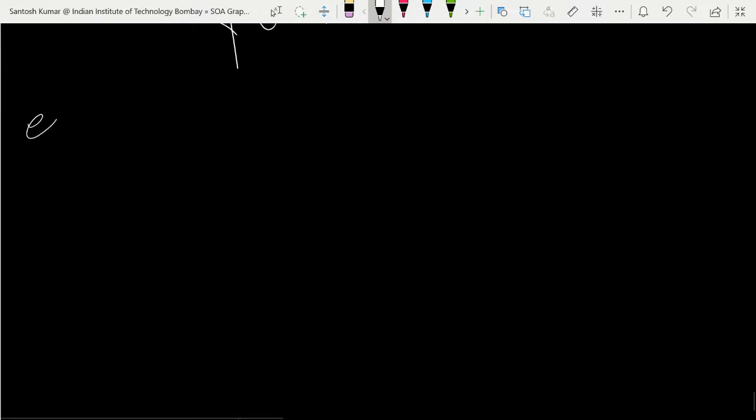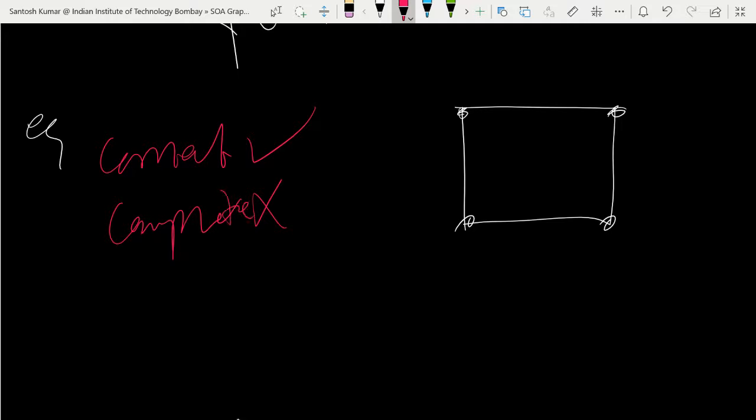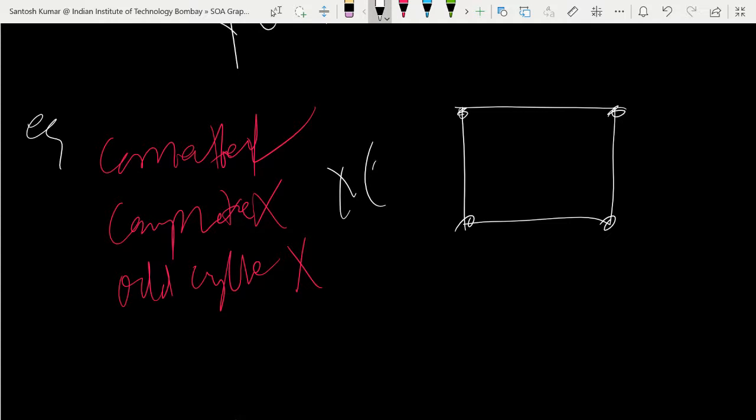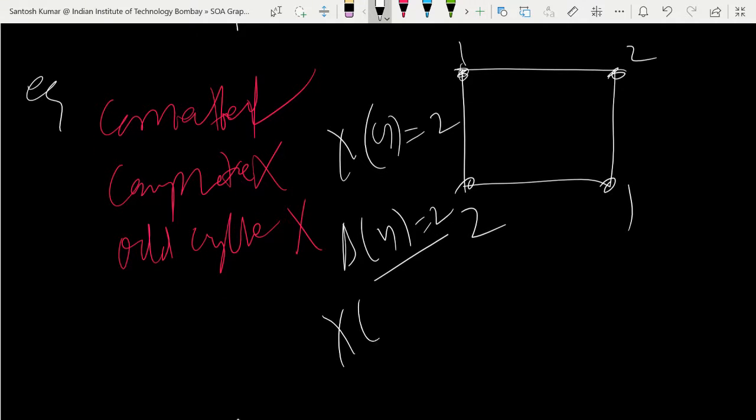You can also check this result with simply C4. Again, this is connected, yes. This is complete, no. And is it an odd cycle? No, it is an even cycle, so no. So you can apply the result. The chromatic number of this graph is 2, like 1 2 1 2. And delta G again is 2 here. So again you can see the chromatic number is less than or equal to delta G.